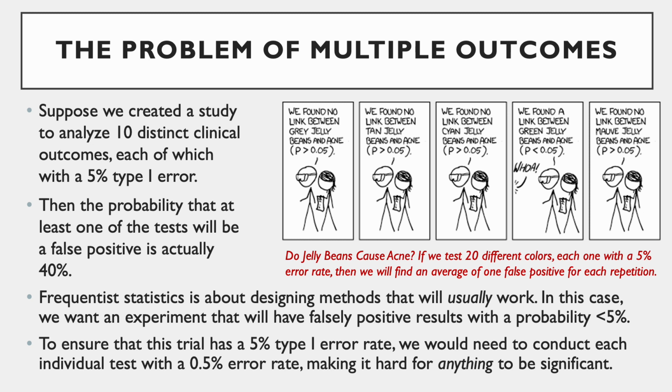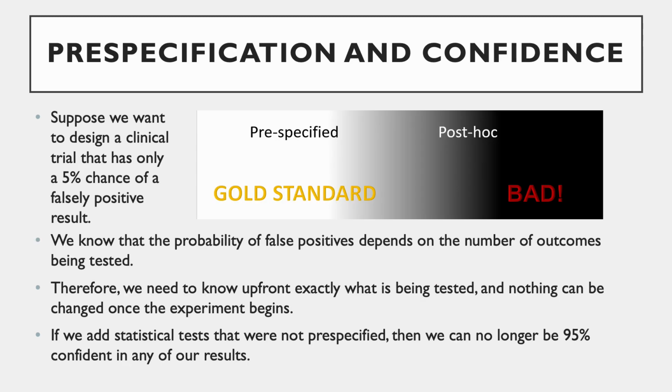The problem is that is not true. That is not a 95% confidence test. In fact, you anticipate one error like that each time you would do the study. So we want to do an experiment that has only a 5% chance of false positives. And we know that the probability of getting a false positive depends on the number of outcomes that we're testing.